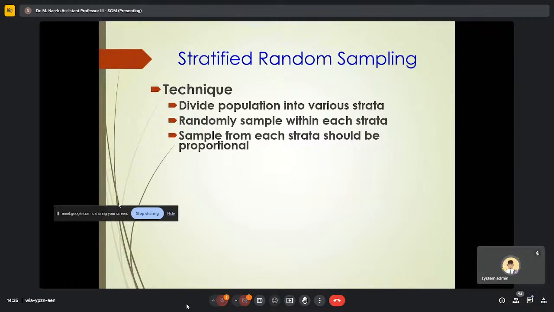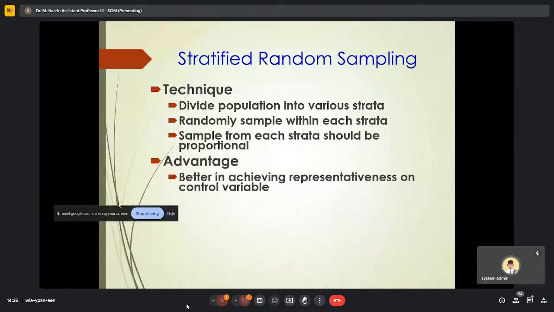Then the sample from each stratum should be proportionally chosen. So that is what is referred to as stratified random sampling. Advantage: it is better at achieving representativeness on control variables. So I need to have control over each stratum. That is the greatest advantage in this method.